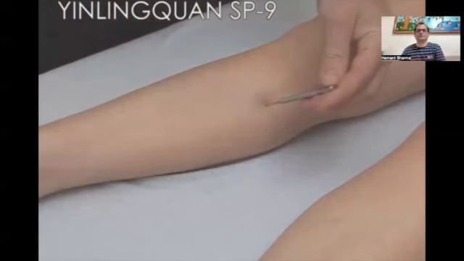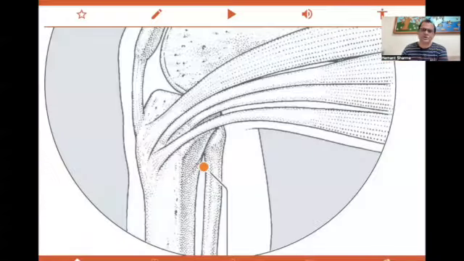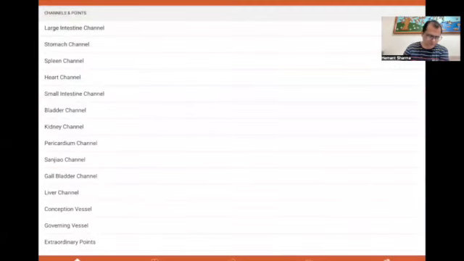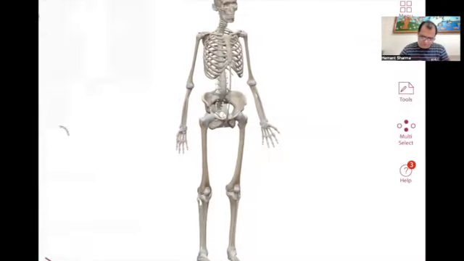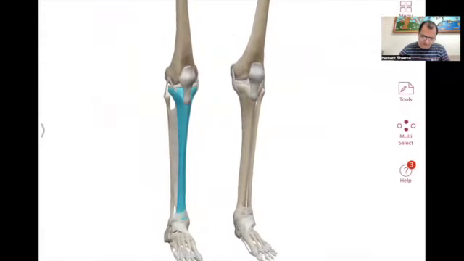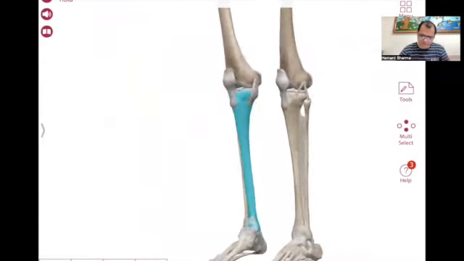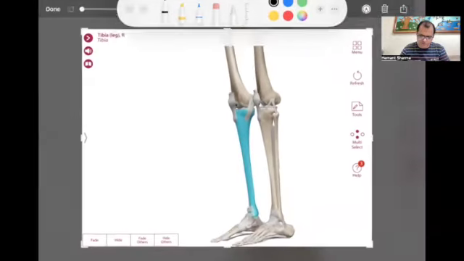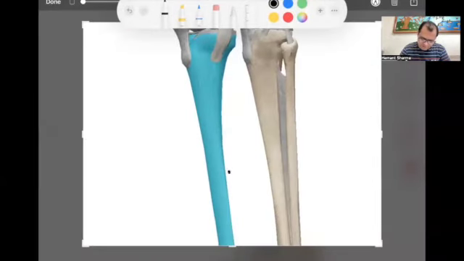Once we know the location of spleen 9, एक बार हमें spleen 9 की लोकेशन पता चल गई, उसी के नीचे होता है liver 7. Let's see the location of liver 7. So if we are looking here, this is the tibia bone. ये हमारी tibia bone है. So we are palpating the tibia bone like this. हम tibia bone को ऐसे palpate करते हैं.